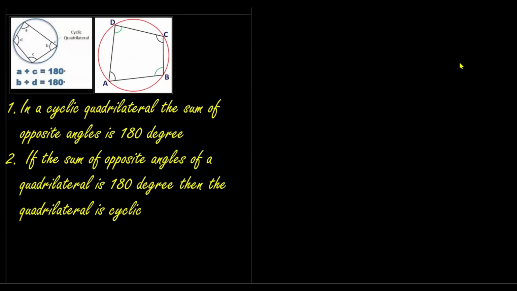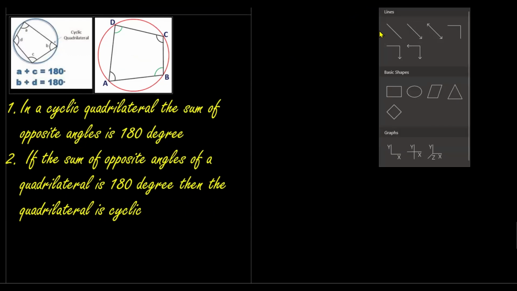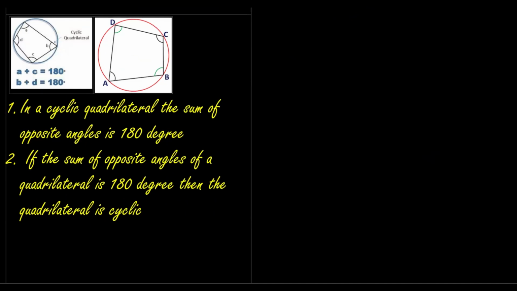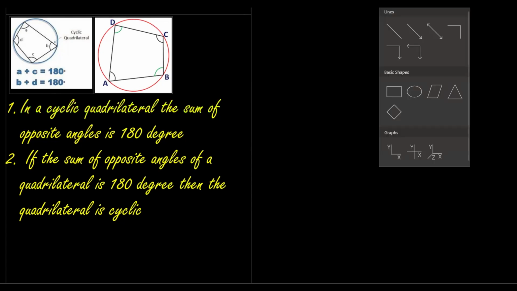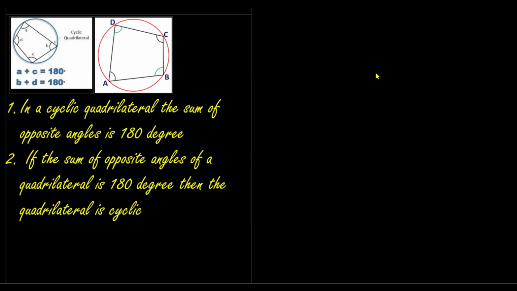Yes, we have one more. Now next is cyclic quadrilateral. So what is a cyclic quadrilateral? The definition first I'll tell you: a quadrilateral whose all four vertices are on the circle.